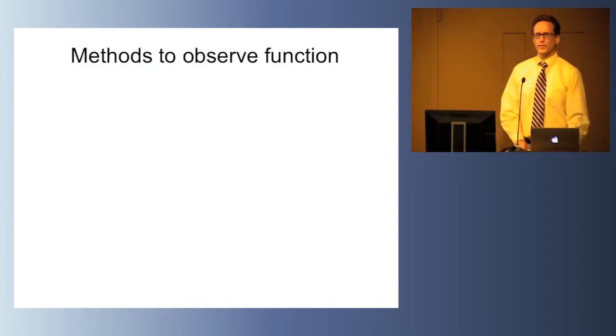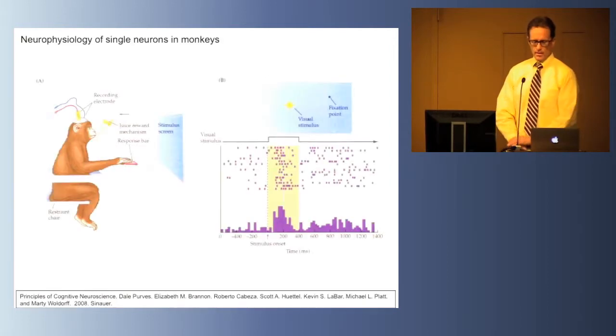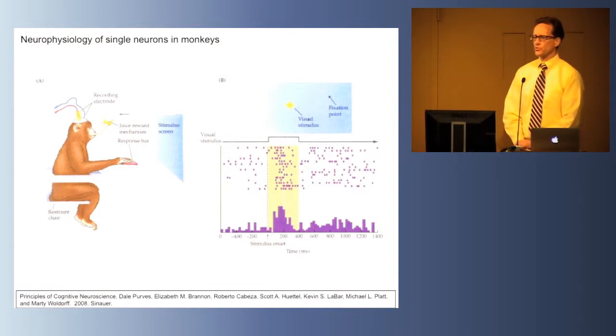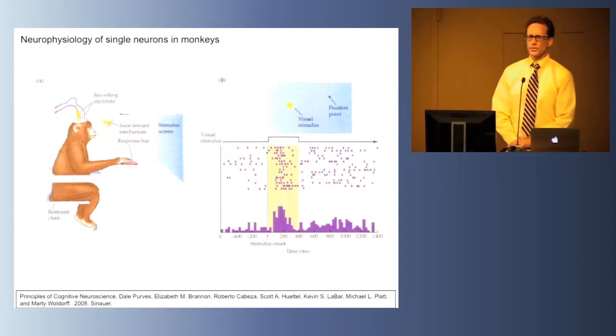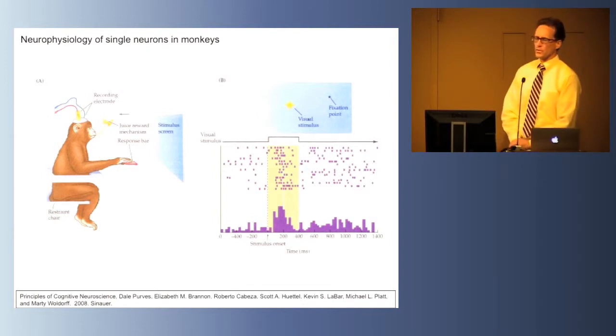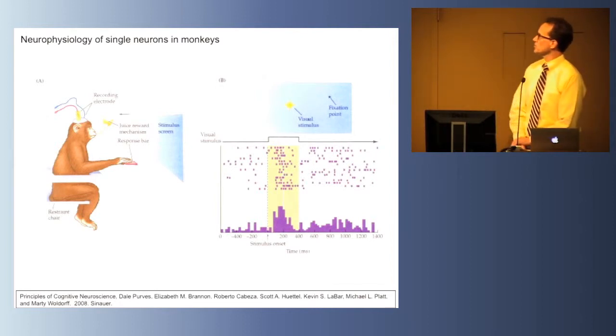Let me now review methods used to observe function. As I explained at the beginning, the highest resolution measure of the circuit function of the brain is recordings from single neurons in different parts of the brain. This is an illustration of the technique as it's applied in non-human primates. So we want to understand the function of the brain in an awake behaving state, and so the monkey has to be awake and behaving.